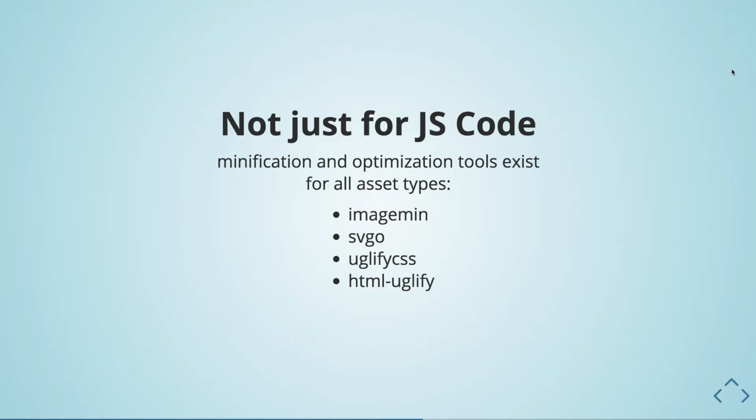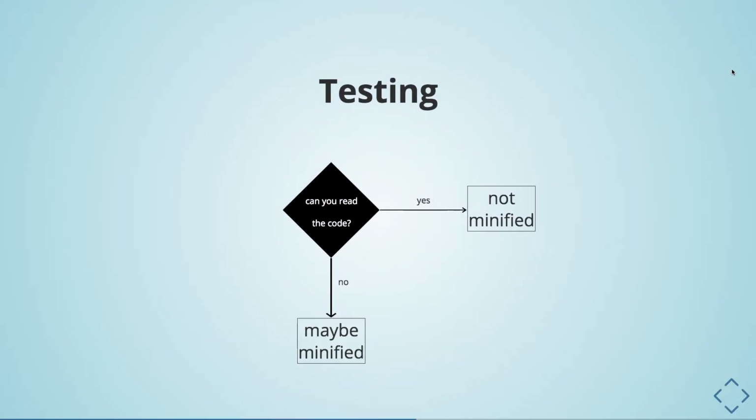Yeah. So pretty much all the assets you're sending on the client, there's probably some tool out there that can optimize them, as far as reducing the payload. So here's an example for images, SVGs, for CSS, for just your HTML. It can remove excess things. And if you want to know whether or not it's actually working, if you can read the code, then it's not being minified. And if you can't read the code, it might be minified, or there's something else that's a problem.